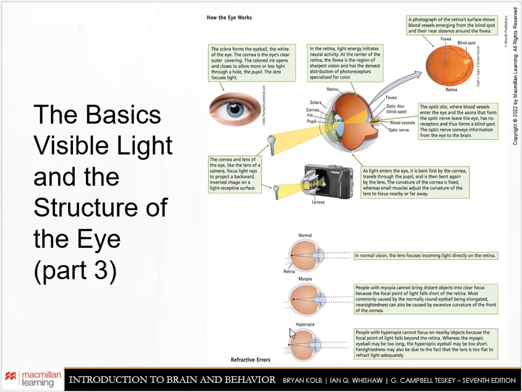Alternatively, people with hyperopia, they cannot focus on nearby objects because the focal point of the light falls beyond the retina. We can see here where the focal point where it would be is further back. Whereas the myopic eyeball may be too long, the hyperoptic eyeball may be too short. So this farsightedness may also be due to the fact that the lens is too flat to really refract the light adequately. So I think it's just some interesting information there as well.